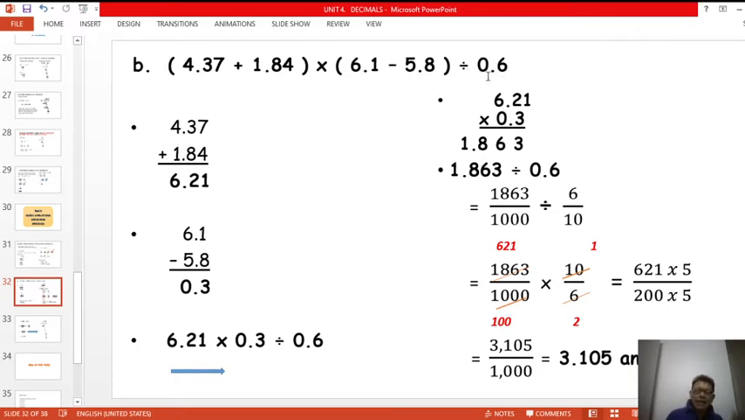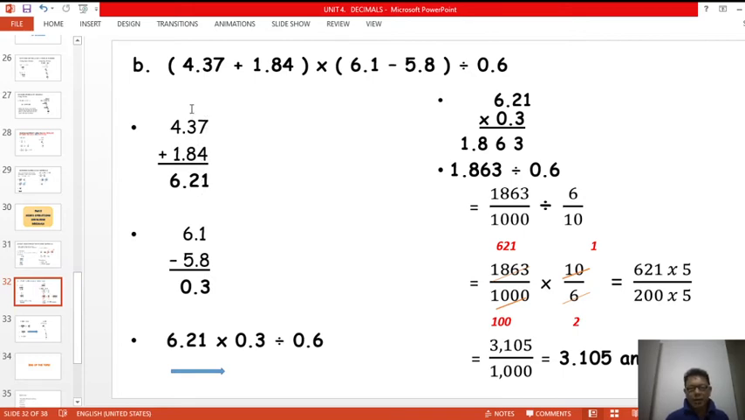So again, deal with them one by one, group by group. This is addition. Make sure that your decimal point is vertically aligned and do the operation. So 7 plus 4 is 11.